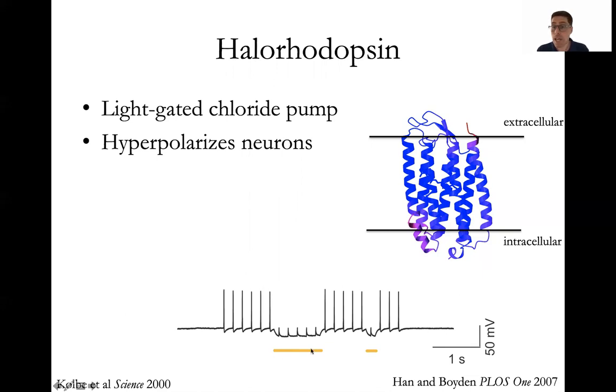Then when you turn the light on, so you flood the cell with light, activating the halorhodopsin, pumping chloride into the cell, the cell hyperpolarizes and no longer is able to reach action potential threshold, so you don't get those electrical events in the recording, proving that it works.